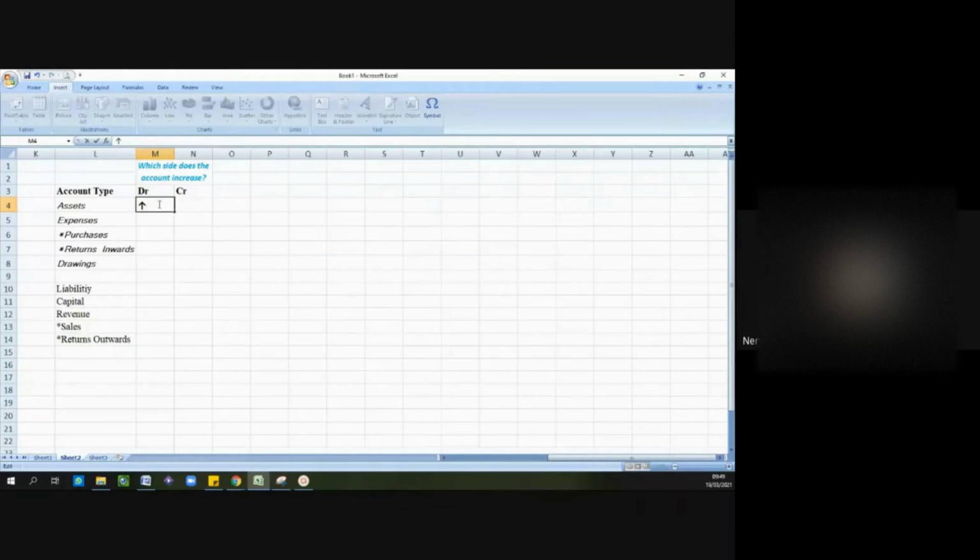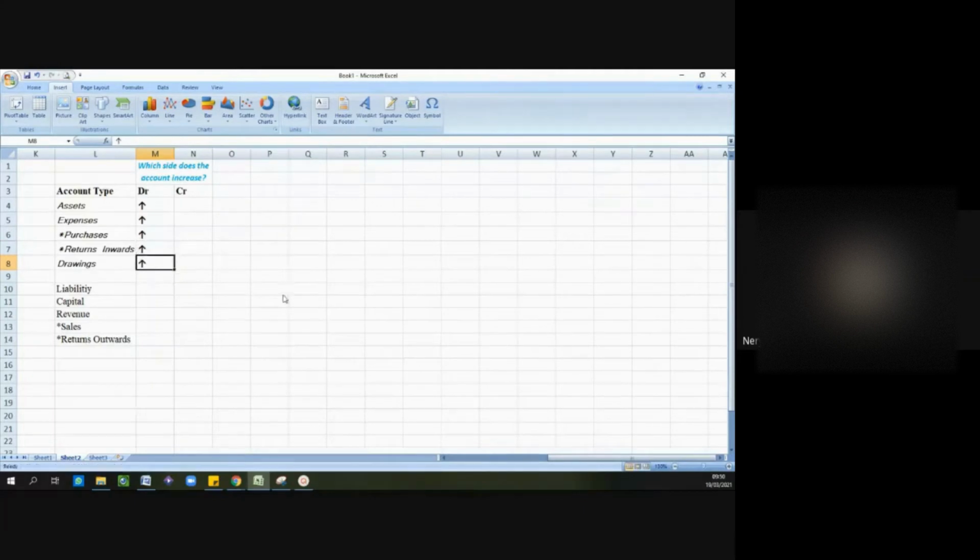So I have that arrow to show that they increase on the debit side, right? Now, expenses, where do expenses increase? Not sure if you remember, but expenses also increase on the debit side. Okay? Purchases also increases on the debit side. Return inwards, that also increases on the debit side. Drawings also increases on the debit side.